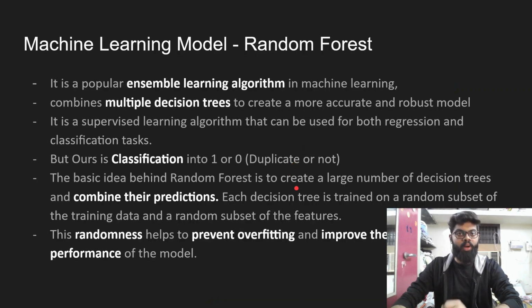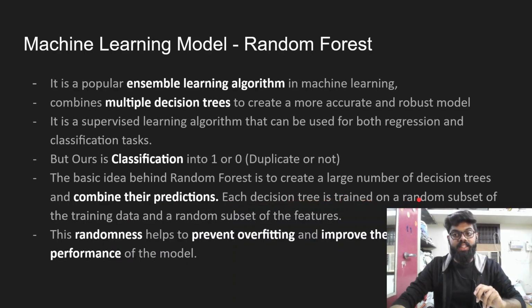Now I'll come to the main point, that is the machine learning model that I have used. I have used random forest, which is an ensemble learning algorithm. It uses multiple decision trees. It is used for regression and classification also, but here we are using it for classification. All the decision trees are trained with a subset of data and a subset of features. The main purpose is randomness. The randomness prevents overfitting and gives more performance by generalizing.